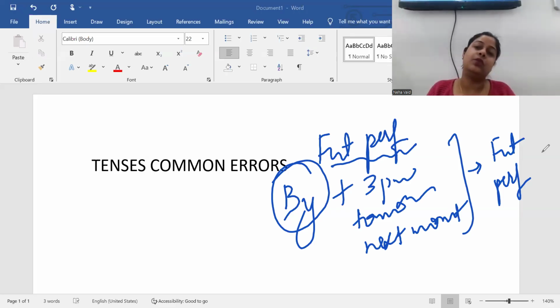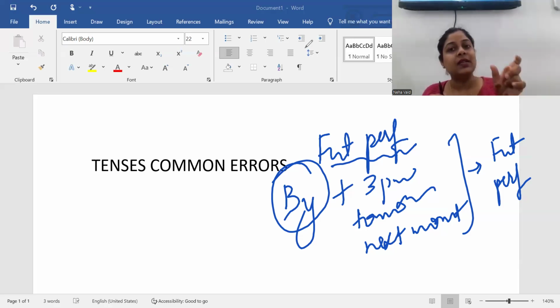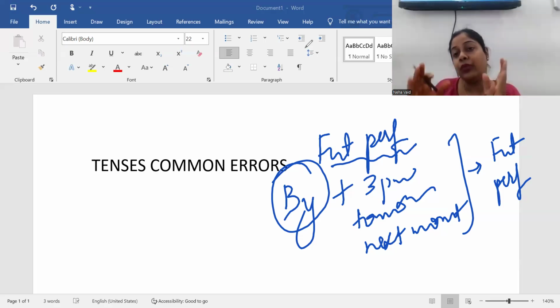So in that case also we use future perfect. By the time my daughter arrives, I will have baked a cake for her. So what concept have I used? By the time my daughter arrives, by the time plus simple present, I will have baked the cake. Will have baked, future perfect, for her. So this is an action to be completed in the future, and when will my action be completed? By the time my daughter arrives, simple present.